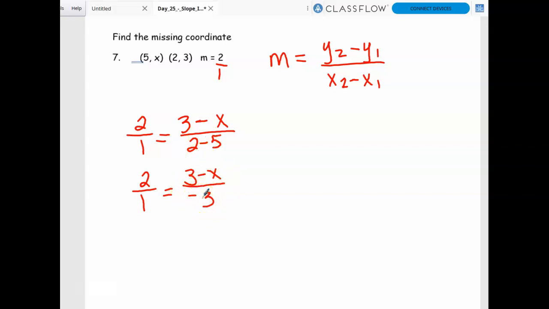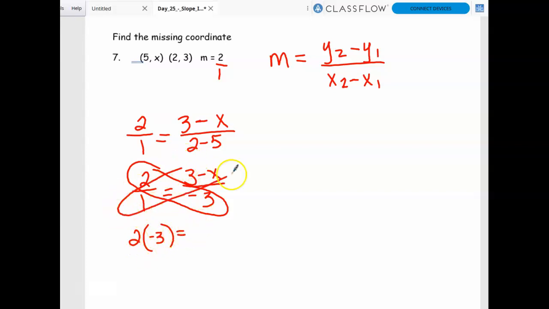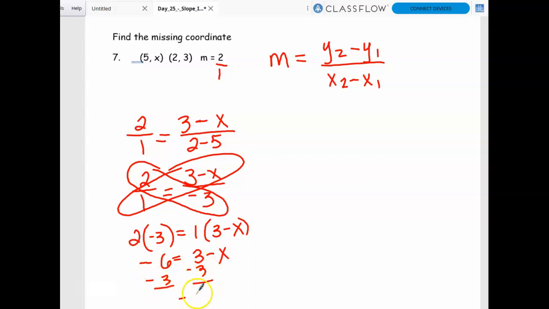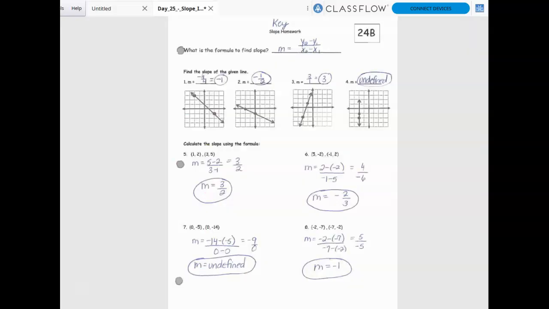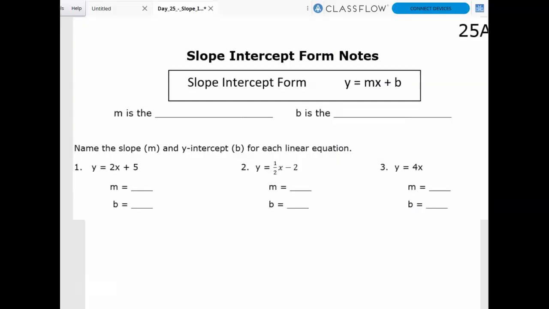We then use cross products to solve for x. So 2 times negative 3 is equal to 1 times 3 minus x. Negative 6 is equal to 3 minus x. We distribute, but in this case we're just distributing a 1. Then we can subtract 3 from both sides, so we get negative 9 is equal to negative x. Then we divide both sides by negative 1, so x is equal to 9. Moving on, you could go on to Schoology and look at the homework key for 24B, but moving on, we've got our notes for today.